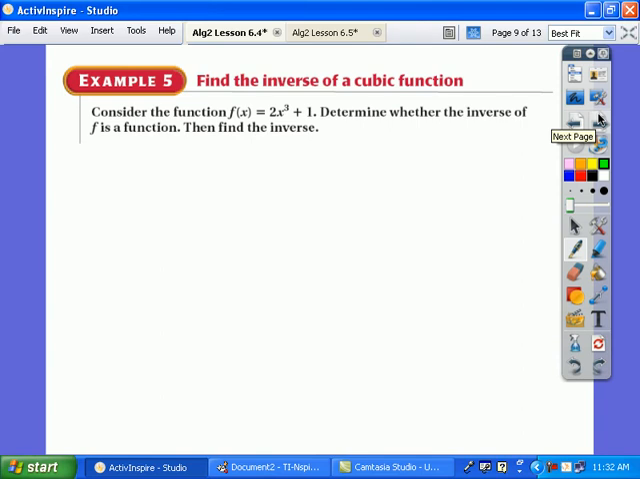So here we go. Consider the function y equals 2x cubed plus 1. And they ask the first question, is the inverse a function? Is the inverse a function?